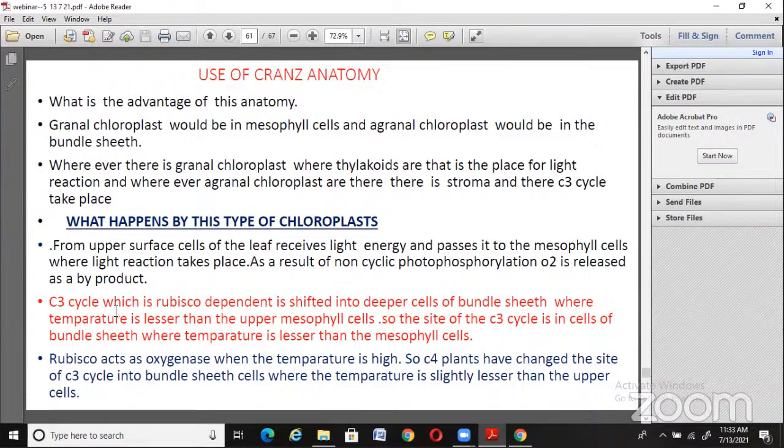So these are the advantages shown by C4 plants, and they show these adaptations to avoid photorespiration and to continue the C4 cycle. With this, we'll stop here, and tomorrow we'll see another topic.